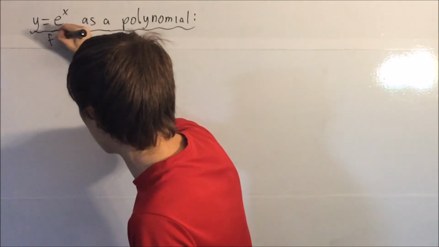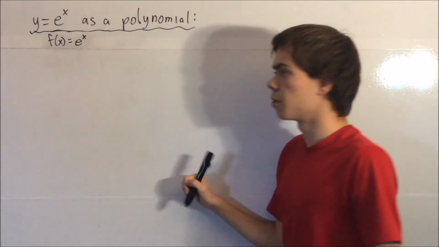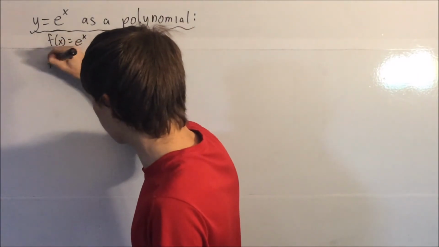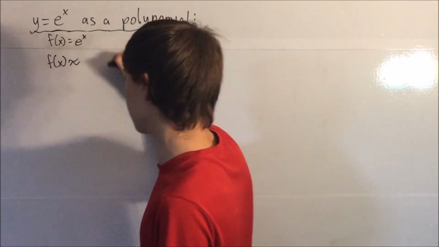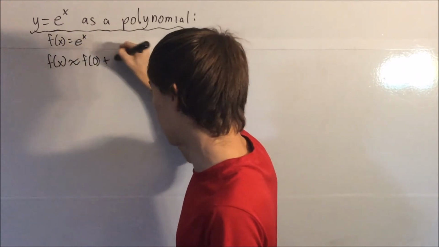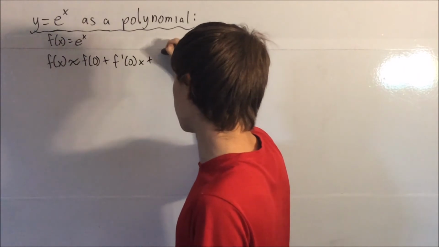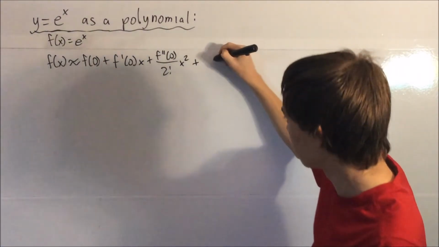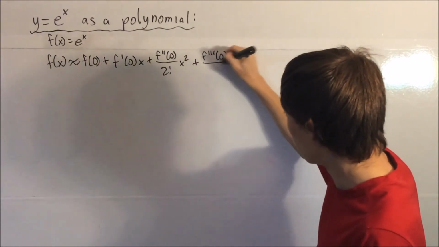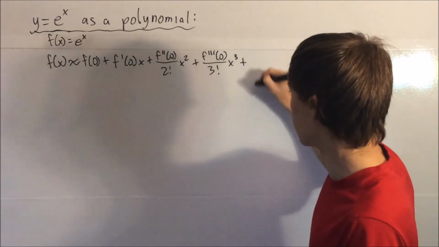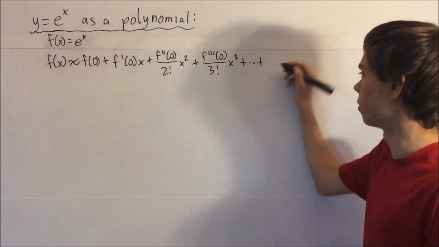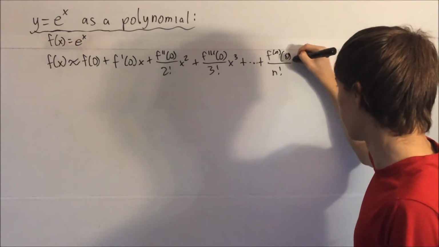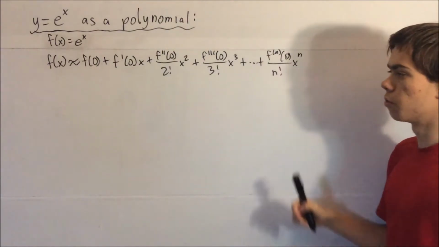So first, I'm just going to label f of x as equal to e to the x. And so now what I'm going to do is write the Taylor series for f of x centered about x equals 0. So what that would look like is f of x is approximately equal to f of 0 plus f prime of 0 times x plus f double prime of 0 over 2 factorial x squared plus f triple prime of 0 all over 3 factorial x cubed, and if we were to keep going, our general term would simply be the nth derivative of f at 0 divided by n factorial times x to the n. So this is basically what we have.